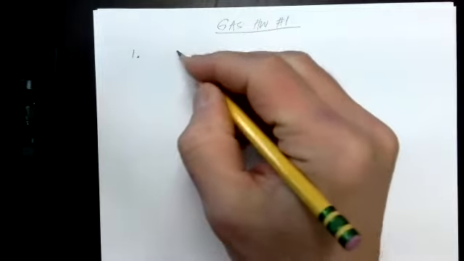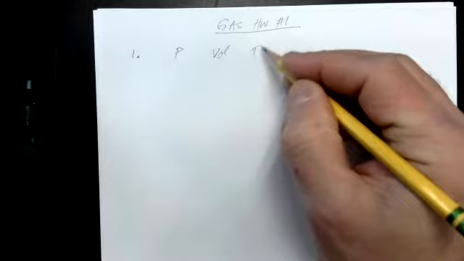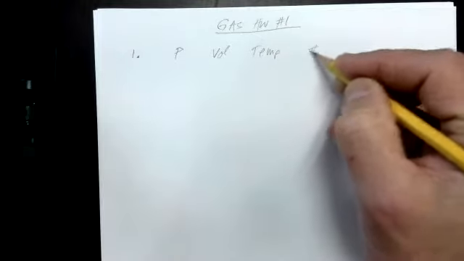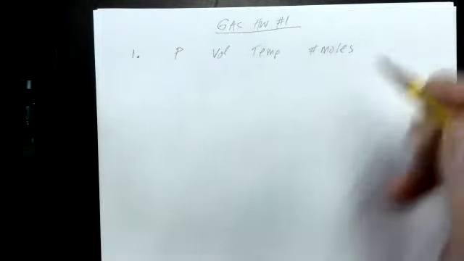Okay, kids, we're going to start with gas homework number 1. We have to state the 4 variables that we can measure gases: pressure, volume, temperature, and the number of moles. These 4 variables are used to describe gases.